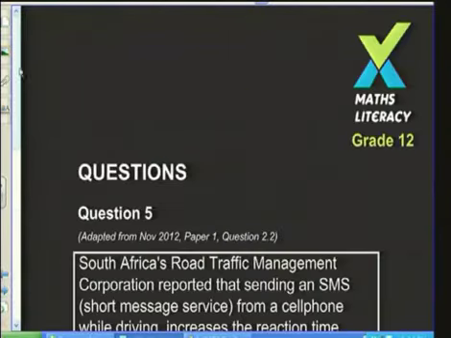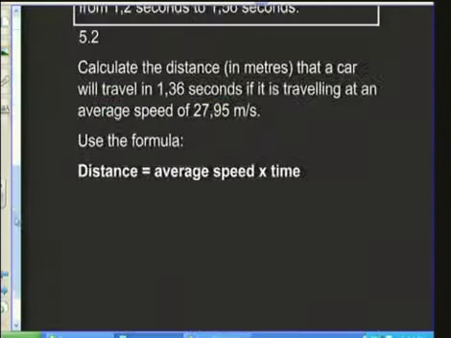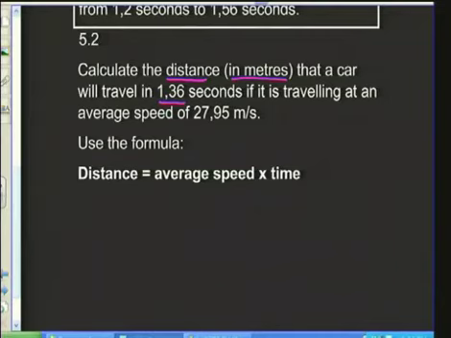Let's move on to the next part. Same information. Calculate the distance in meters that a car will travel in 1,36 seconds if it is traveling at an average speed of 27.95 meters per second. And they give you the formula. Distance is average speed times time. So I'm going to show you that first.